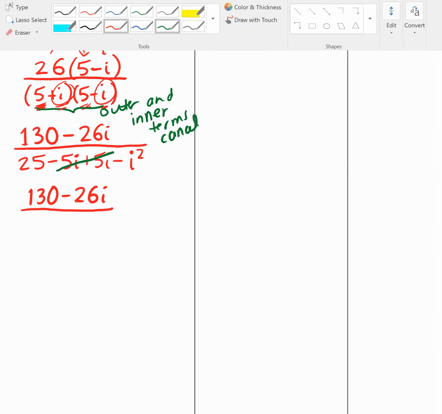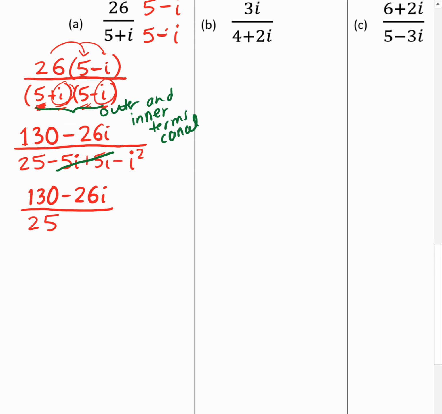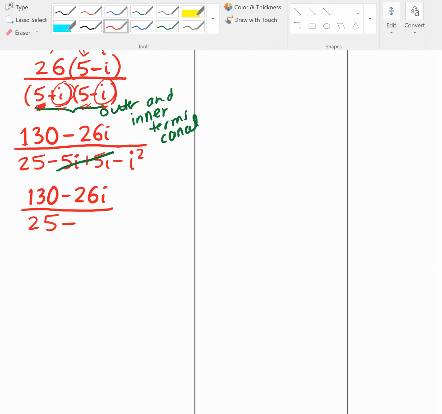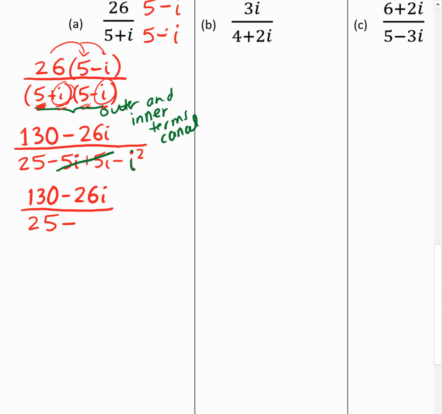So what's left over? The 25, that was the first term, and then minus i squared. But remember, we said anytime you see an i squared, you want to replace it with negative 1. So I'm going to replace that guy. Just don't forget he had a negative in the front, so I have to keep the negative, or subtraction, and then i squared itself is negative 1. So now the denominator just becomes a real number.